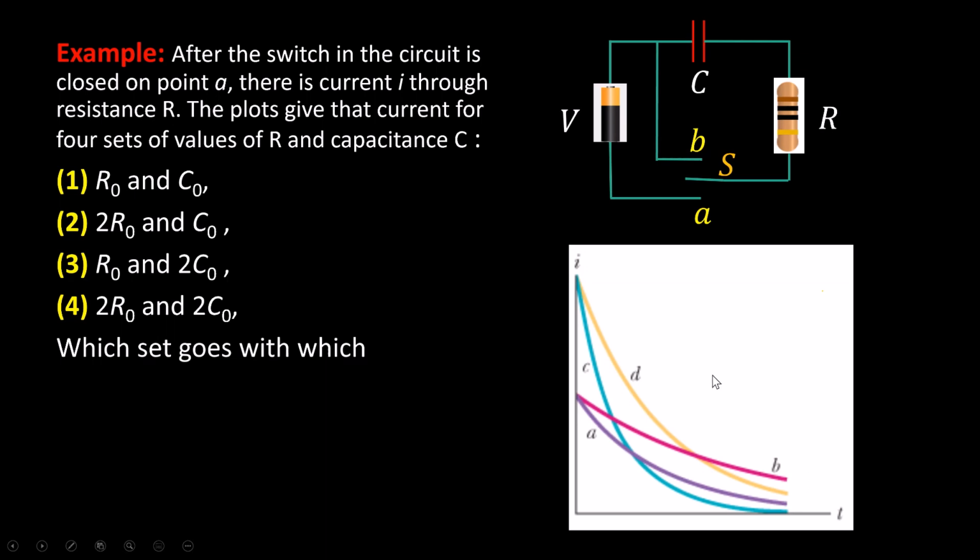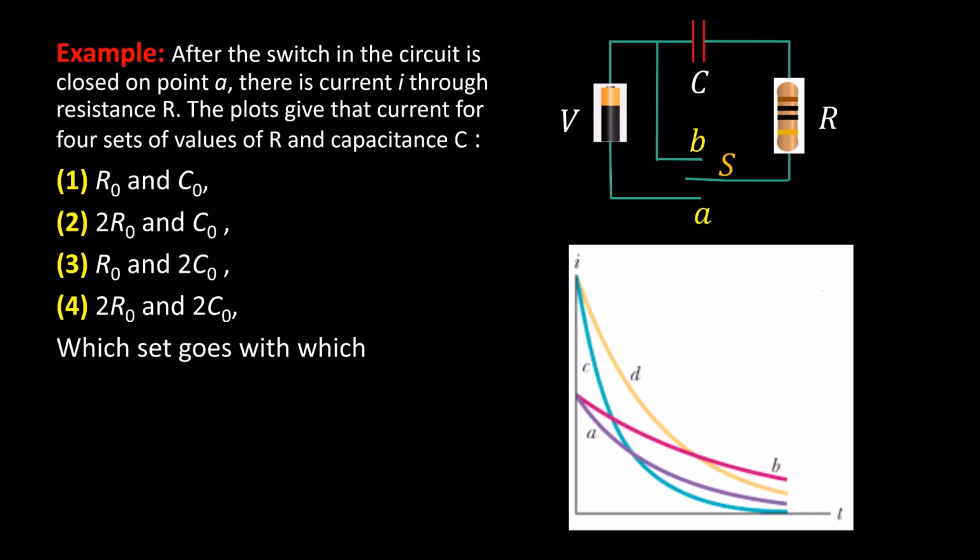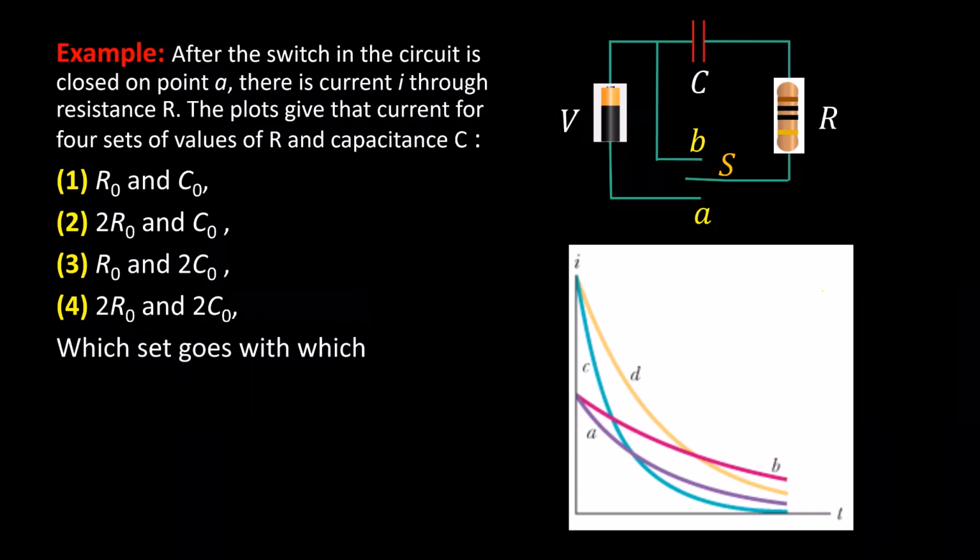Let me know if you have an idea how to do that. For 2 and 4, would it connect to D and C since it's starting at a higher value compared to the singular R naught? That is a very good point, yes. Because if you have a higher resistance, the current starts at a smaller value, right? So A and B should be related to 2 and 4. That's a very good point.